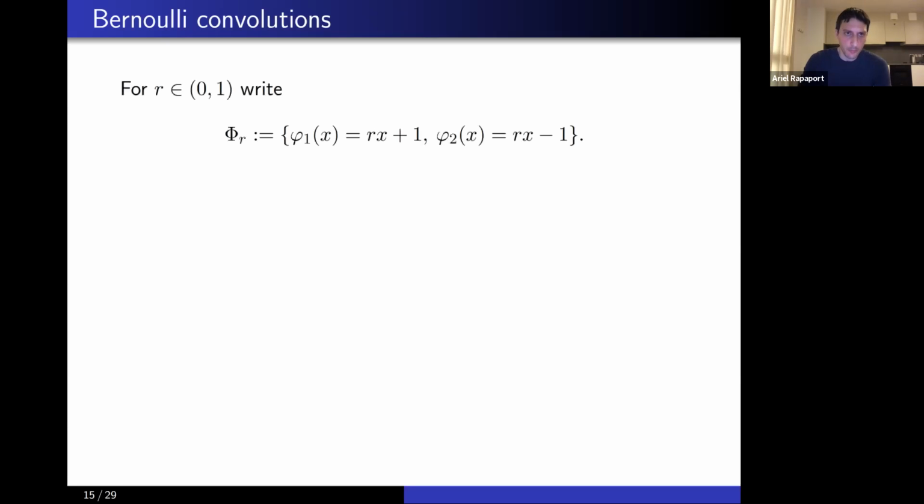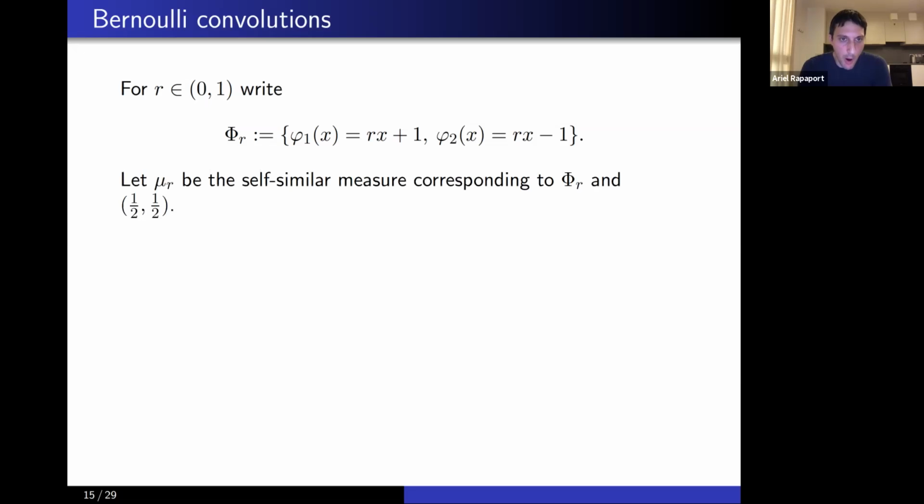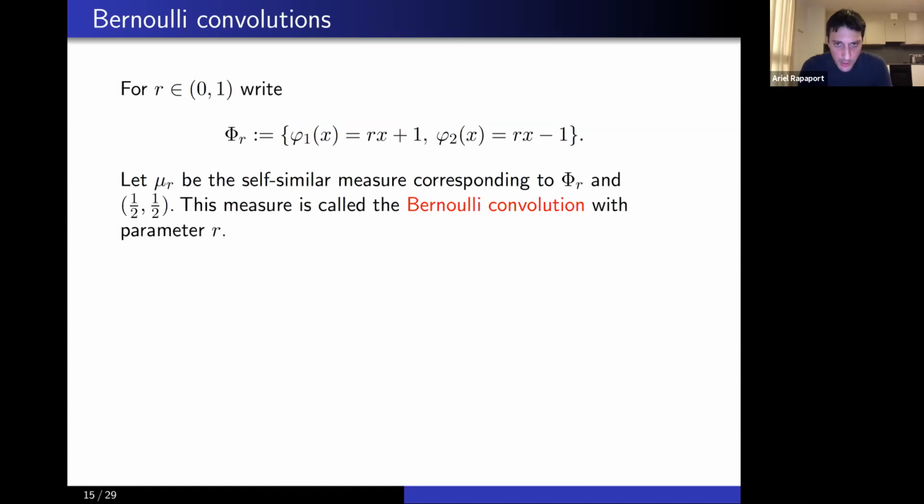So for R between 0 and 1, write phi R for the following iterated function system. It is a homogeneous system with contraction R, which consists of 2 maps, and the translations are plus and minus 1. Bernoulli convolutions are the simplest non-trivial situation. And I'll denote by mu R the self-similar measure which corresponds to phi R and the probability vector with equal coordinates, half-half. This measure is called the Bernoulli convolution with parameter R.